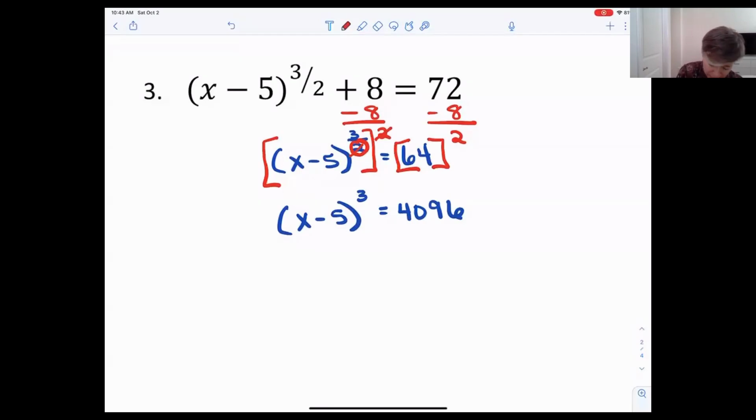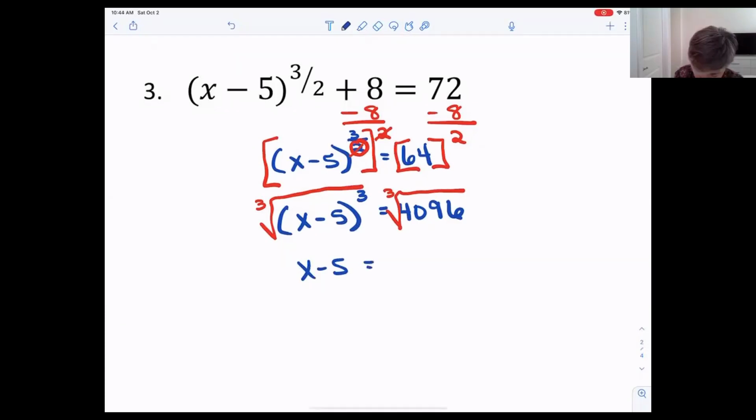Now we've got a cube, so we want to cube root it. So we can take the cube root of the left and the cube root of the right. And since it's a cube, we don't have to worry about a positive and a negative. The sign is going to be whatever it is. So that leaves us with an x minus 5 on the left and a 16 on the right.